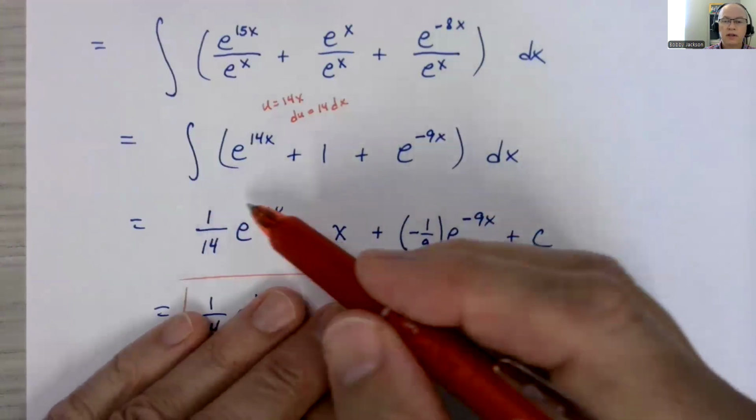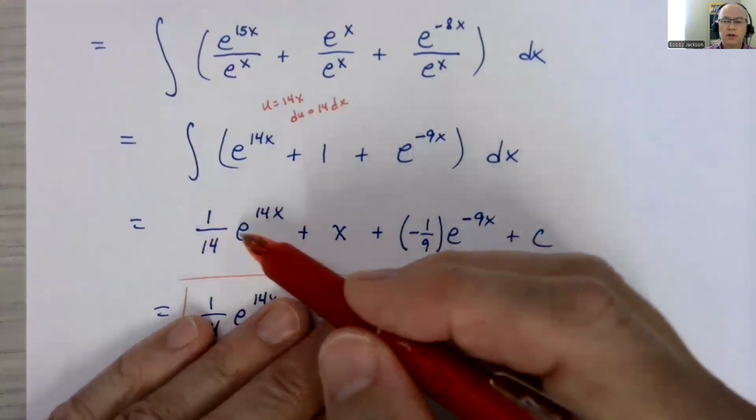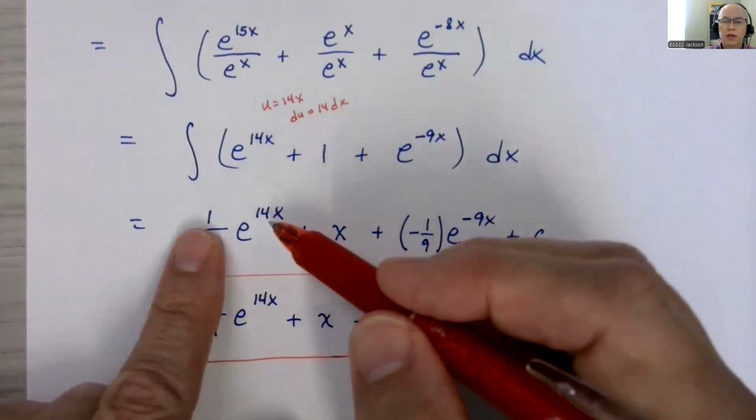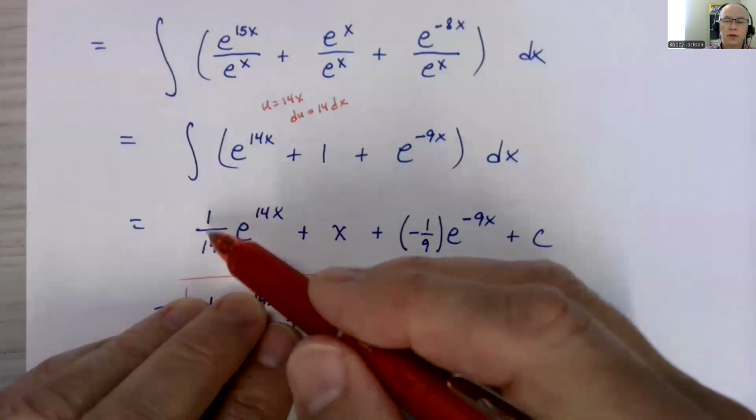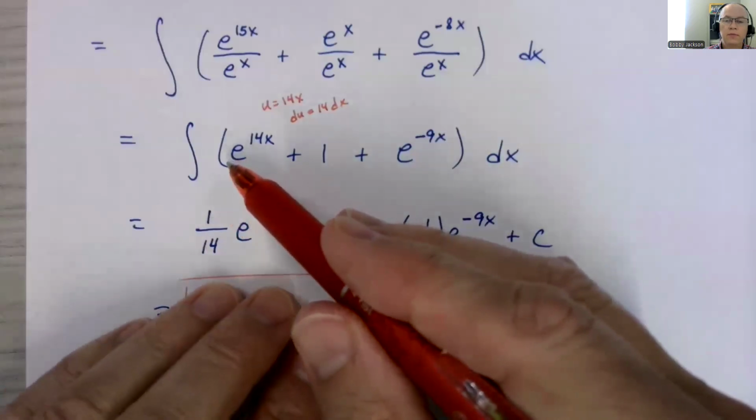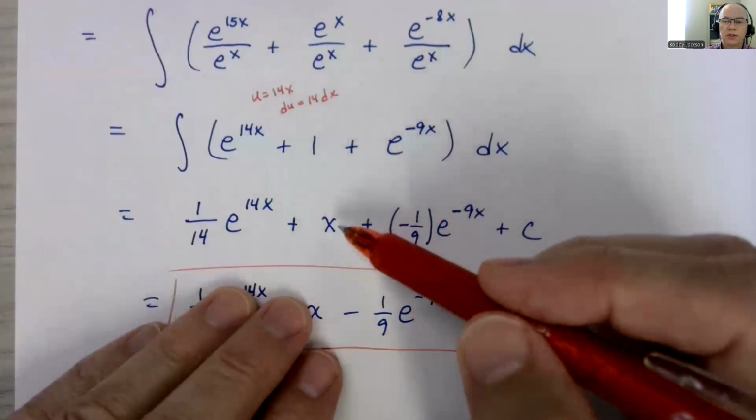Just double check, right? If I take the derivative of this function by the chain rule, right, e to the 14x would be 14 e to the 14x. And so I need this 1/14 here to make that a 1. The antiderivative of 1 is just x.